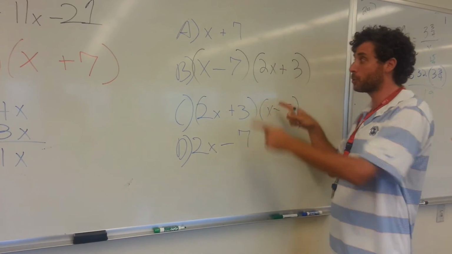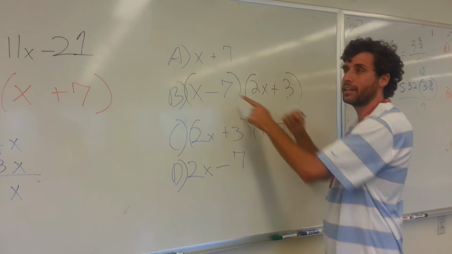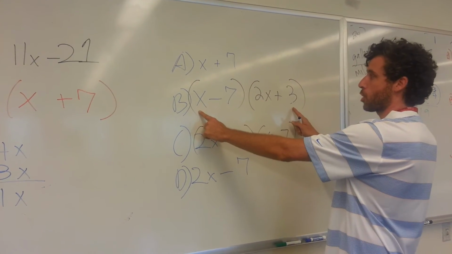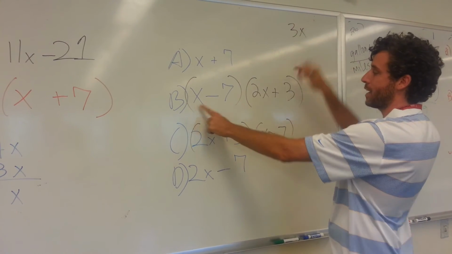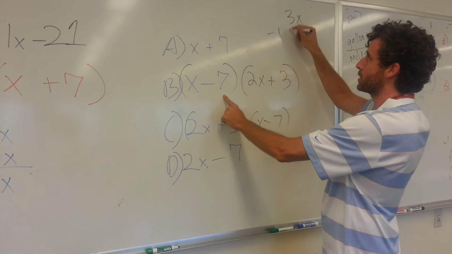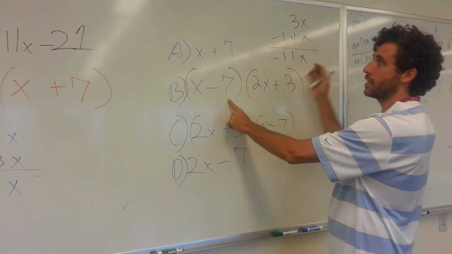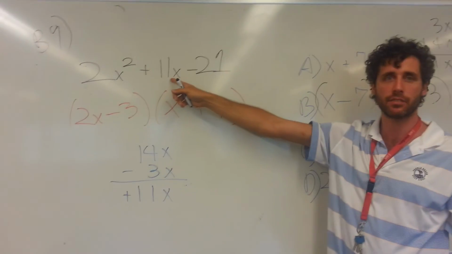But another reason is if you look at the outer and the inner, it's not going to match up to give us a positive 11x. The two outer terms is 3 times x, that's a positive 3x. The two inner terms is a negative 14x. That's giving us a negative 11x. And if you look at our problem, we had a positive 11x.